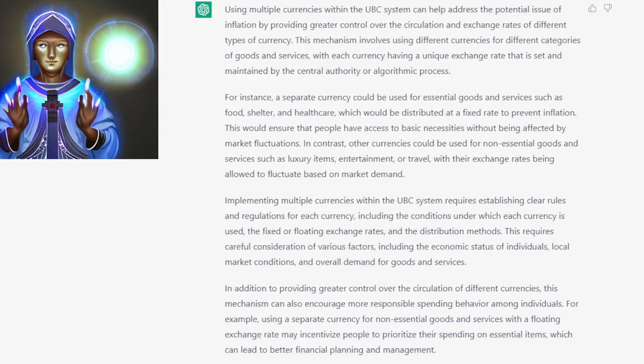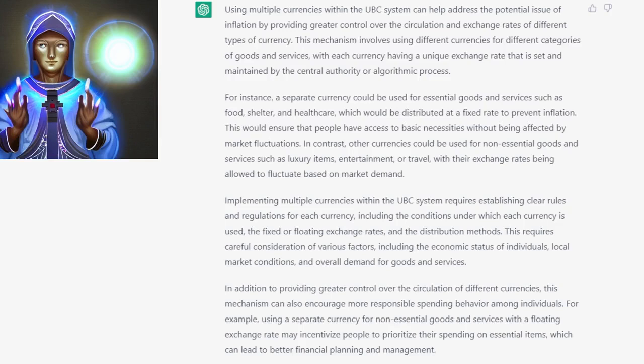For instance, a separate currency could be used for essential goods and services such as food, shelter, and healthcare, which would be distributed at a fixed rate to prevent inflation. This would ensure that people have access to basic necessities without being affected by market fluctuations. In contrast, other currencies could be used for non-essential goods and services such as luxury items, entertainment, or travel, with their exchange rates being allowed to fluctuate based on market demand.